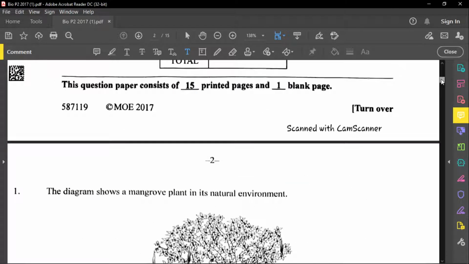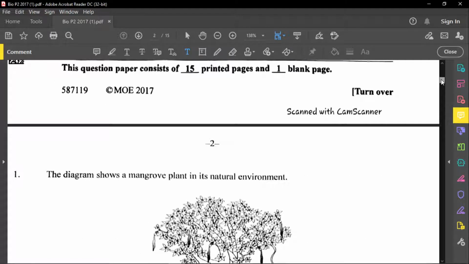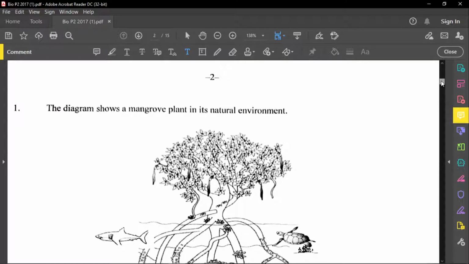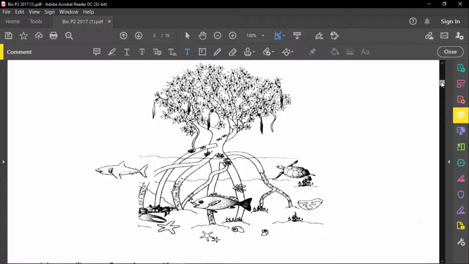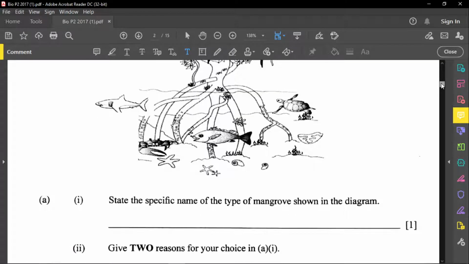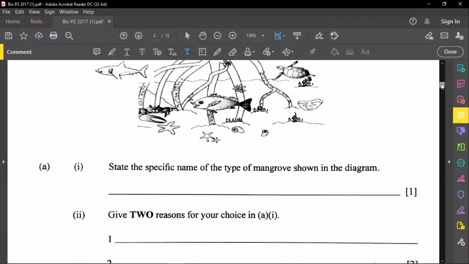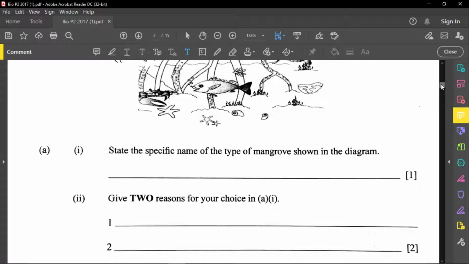Now let's go into the first question. This question states that the diagram shows a mangrove plant in its natural environment. Now you're going to observe the plant and the environment as well, and then jump into the questions. So let's look at the first part of the question, which is part A1. The question reads, state the specific name of the type of mangrove shown in the diagram.